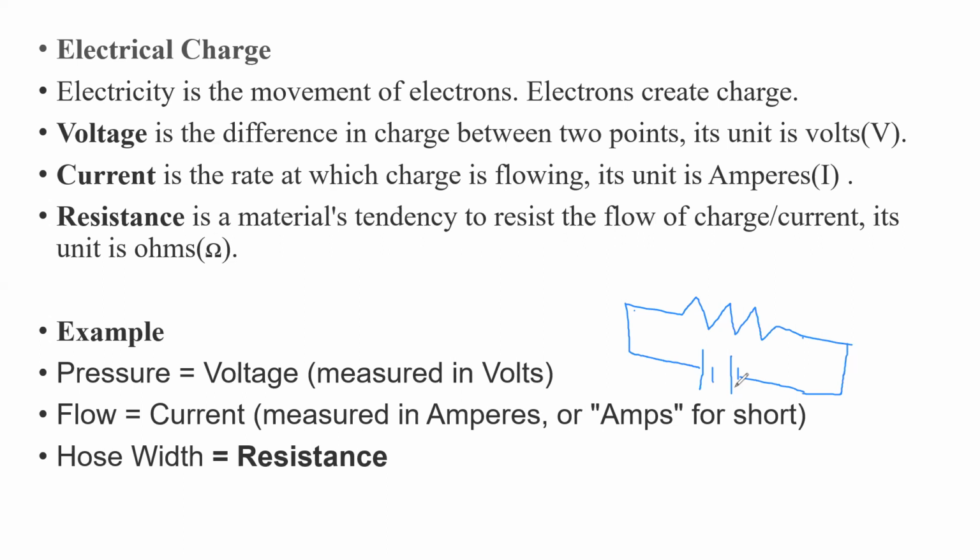And resistance is the material's tendency to resist the flow of charge. So that is called resistance. That is the opposition of current. The body has some resistance, cable has one resistance, copper has one resistance that will resist the flow of current. Metals have one resistance, insulators have a resistance. So the opposition of current is called resistance and its unit is ohms.